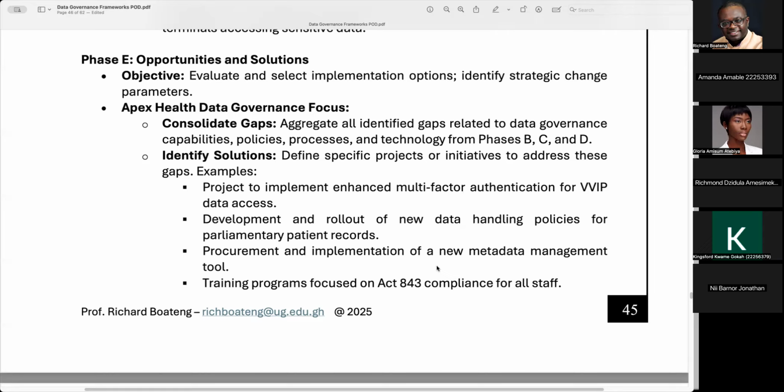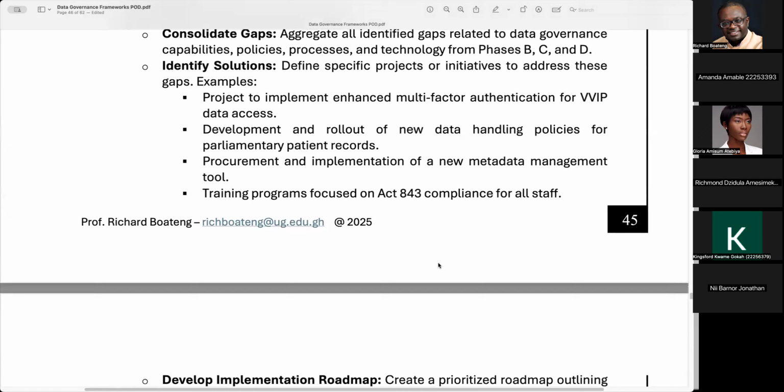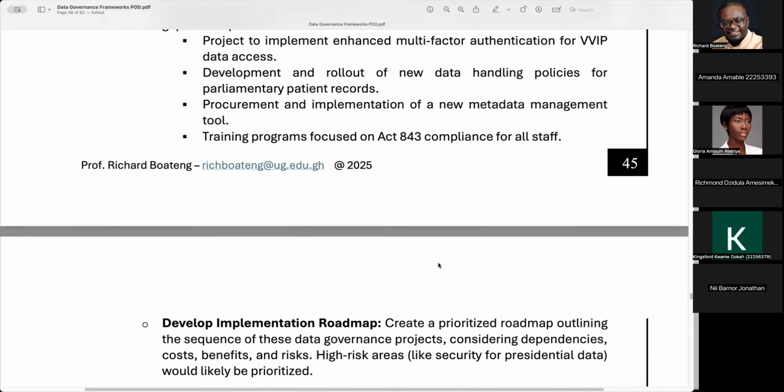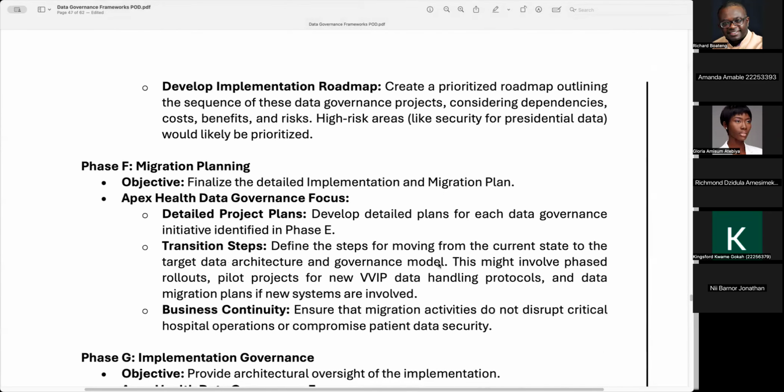Examples for Apex might include a project to implement enhanced MFA, specifically for systems holding VVIP data, an initiative to develop and roll out new VVIP data handling policies and training, a project to select and implement a metadata management tool, or a project focused solely on ensuring and documenting Act 843 compliance features. They then develop a high-level implementation roadmap, prioritizing these projects based on risk mitigation potential, prioritizing high-risk VVIP security gaps first, costs, expected benefits, and dependencies between projects.